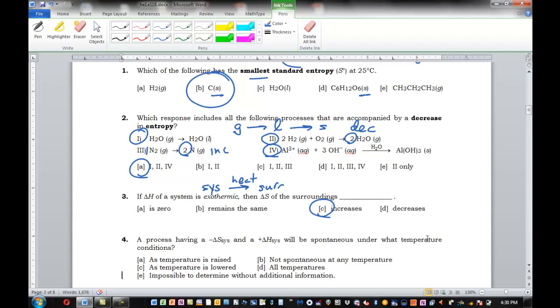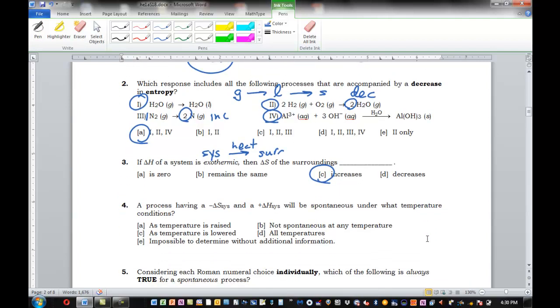All right, number 4. We have a process with negative delta S of the system, and a positive delta H. So you have to know what the sign conventions are. Positive delta H. What is that in terms of heat flow, endo or exo? That's endo. Negative delta S, increase or decrease in entropy? Yeah, negative, decrease.